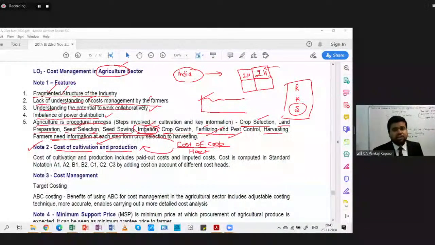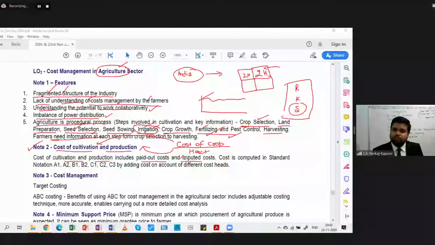The cost of cultivation and the cost of production include two sorts of cost, one which is paid in cash and the other which is imputed. Many a time the farmer owns the land, so he is not getting rent for the land. Instead, he is putting his land to farming use. Hence, the opportunity cost, the imputed cost, needs to be considered.